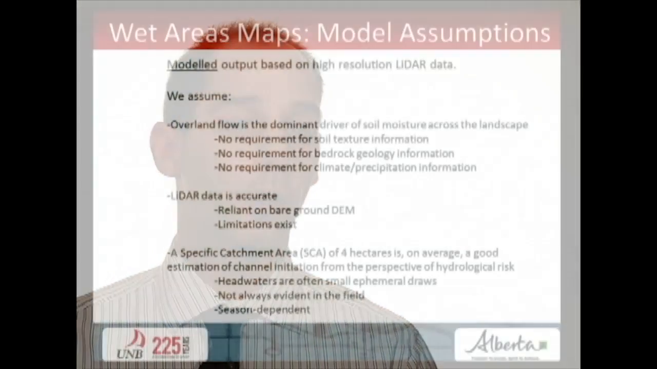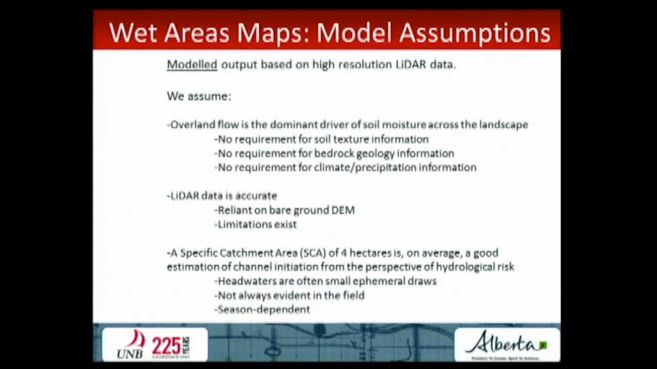The wet areas maps are a model. They're a modeled output based off of high-resolution LiDAR data. As such, a model comes with its certain assumptions. For this model, we make the following assumptions. We assume that overland flow is the dominant driver of soil moisture across the landscape. We have no requirement for soil texture information, bedrock geology, climate, or precipitation information. We also assume that the LiDAR data is accurate, since we rely entirely on the bare ground LiDAR DEM.